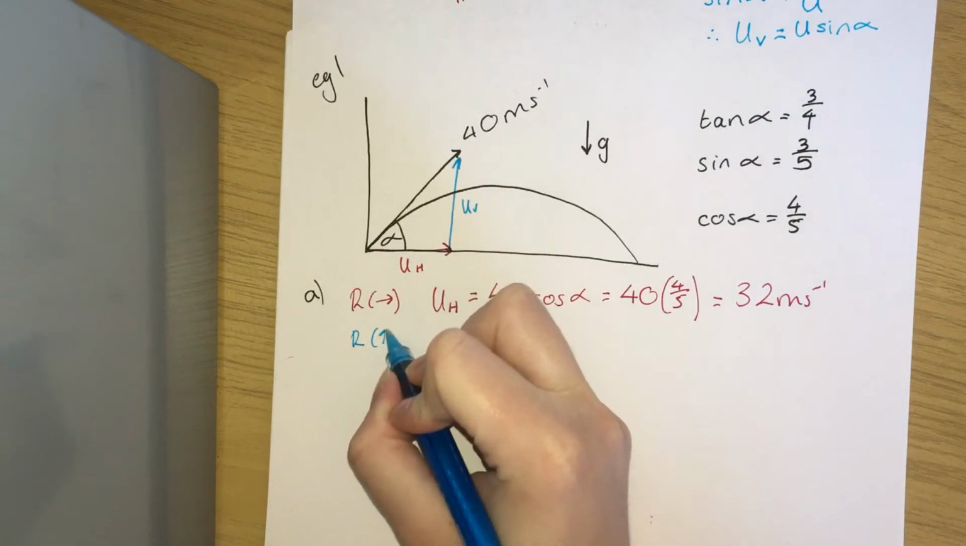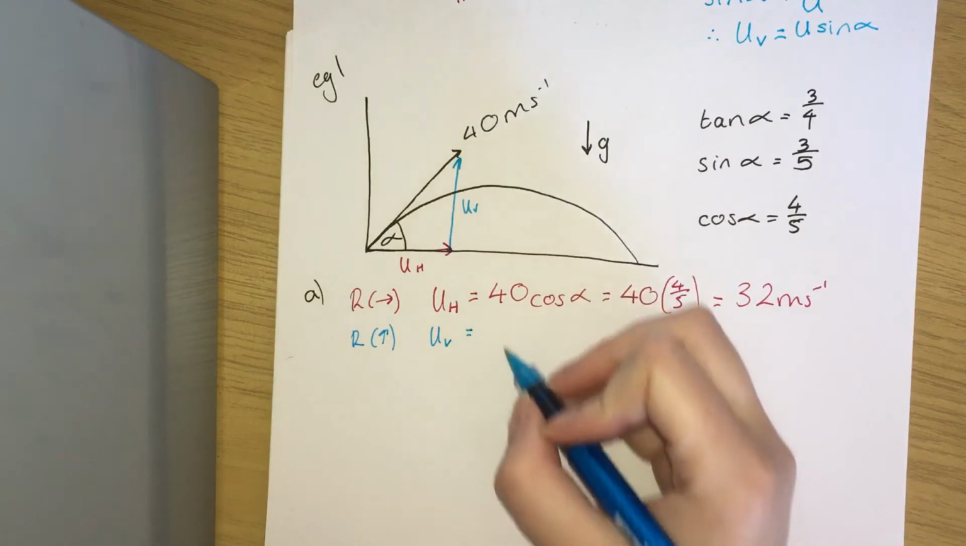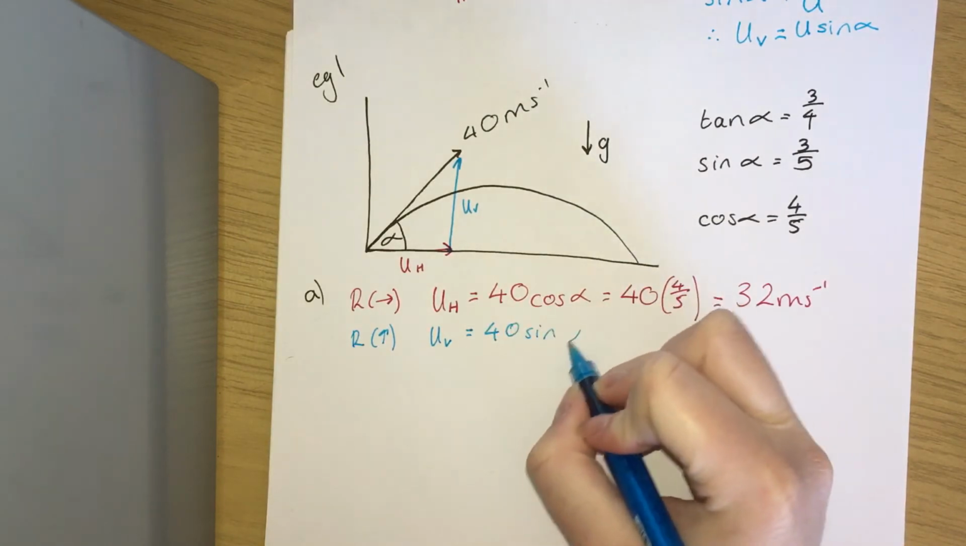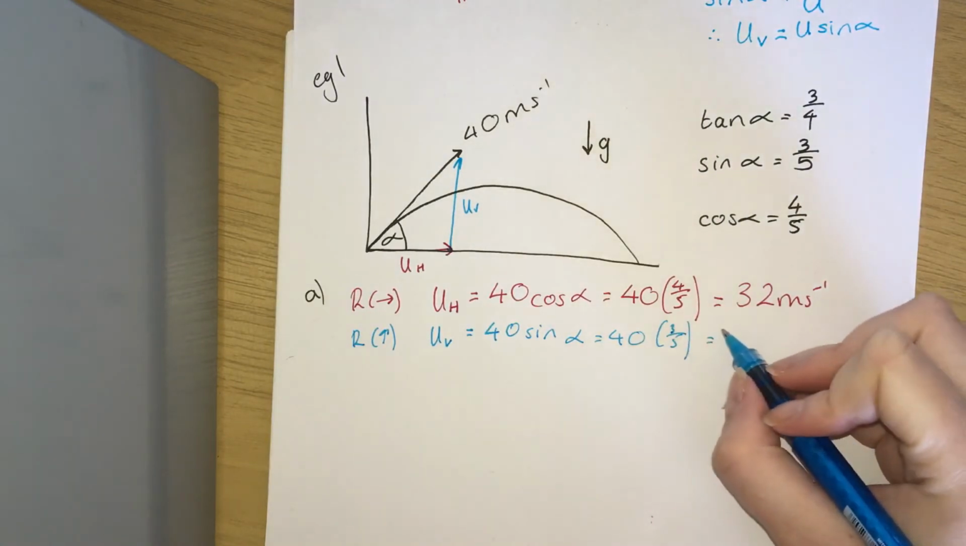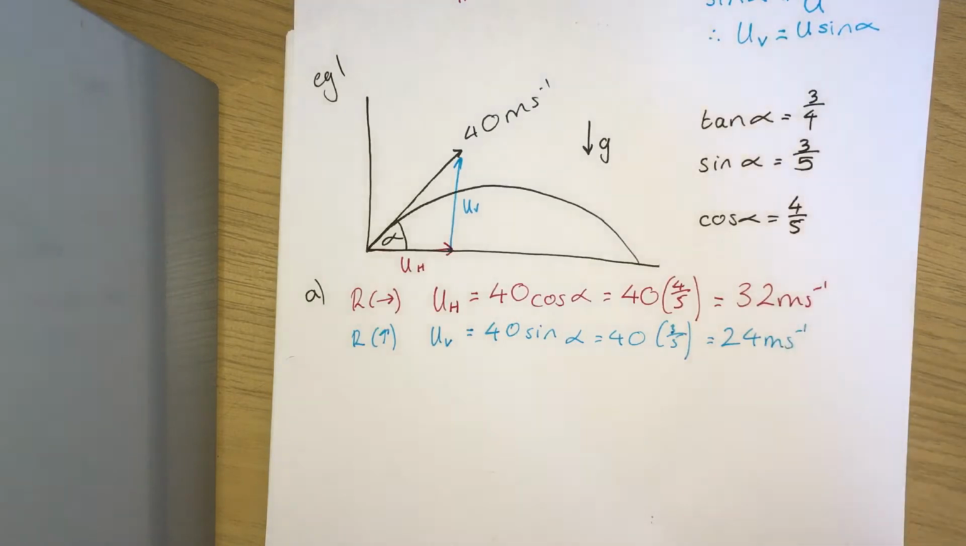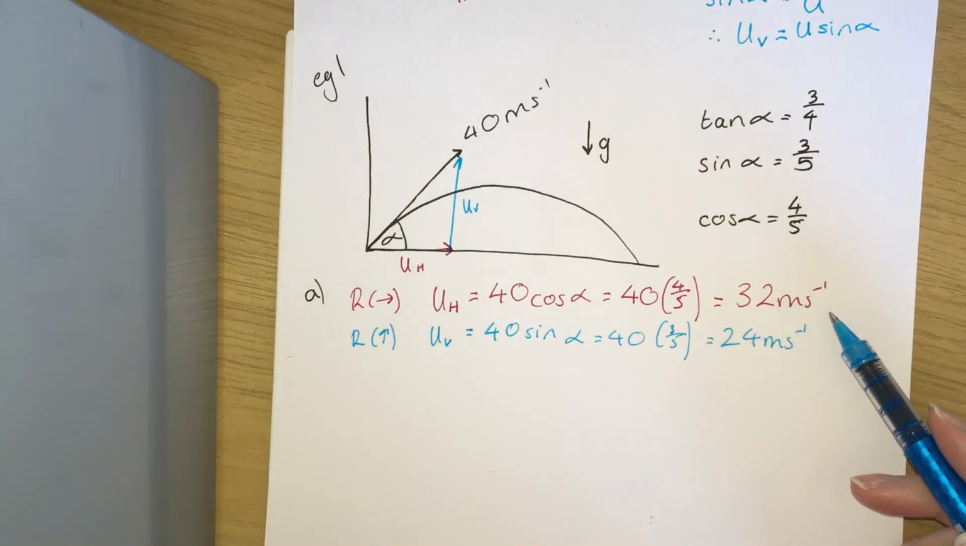If I resolve vertically, then my vertical velocity is 40 times sine alpha, which is 40 multiplied by 3/5, which is 24 metres per second. So this particle, even though it's being projected at 40 metres per second at the angle alpha, is travelling in the first second vertically at 24 metres per second and horizontally at 32 metres per second.